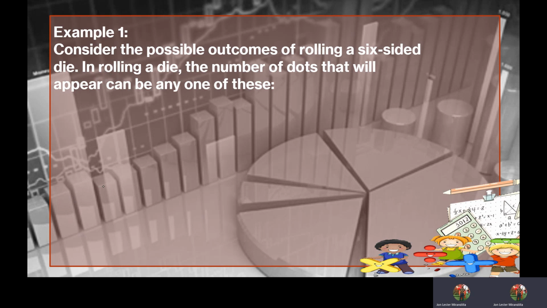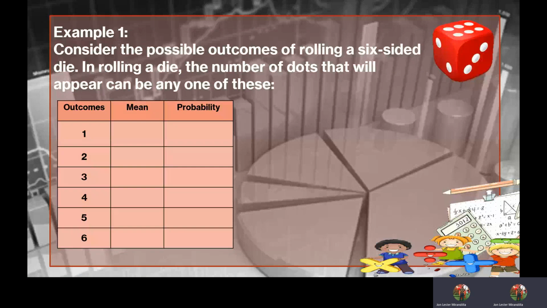So we have here example number one. Sabi dito sa ating example number one, consider the possible outcomes of rolling a six-sided die. So ano ba yung ilang faces meron ng ating die? We have what? Type niyo yung mga answer niyo sa ating chat box. Okay, anim, di ba? We have six possible outcomes if nag-roll tayo ng one die.